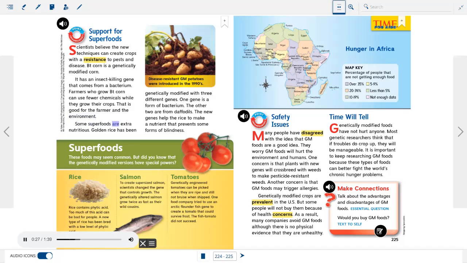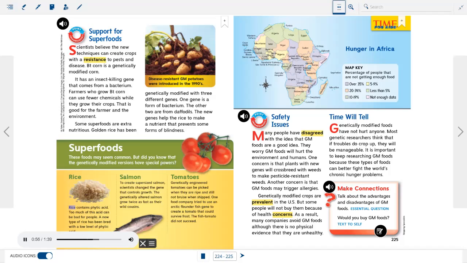Some superfoods are extra nutritious. Golden rice has been genetically modified with 3 different genes. One gene is a form of bacterium. The other 2 are from daffodils. The new genes help the rice to make a nutrient that prevents some forms of blindness. Superfoods. These foods may seem common, but did you know that the genetically modified versions have special powers?